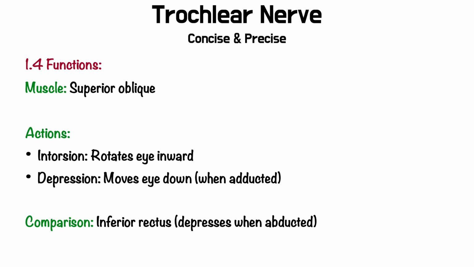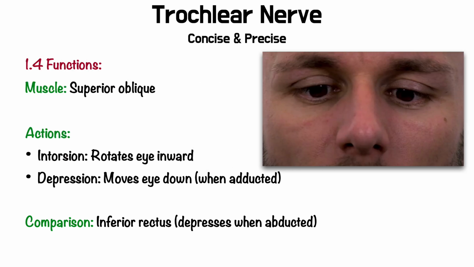Adduction, we have talked about the meaning of adduction, that it adds, like adduction means adding the structures to the midline, right? So the structures are moving to the midline of our body, right? So in summary, its action is that it rotates the eye inward and moves the eye down, just like this. You can see, like when you are reading, it is the action of the trochlear nerve that is happening right there. The comparison is with the inferior rectus muscle, which depresses when abducted, in contrast to the trochlear nerve, right?